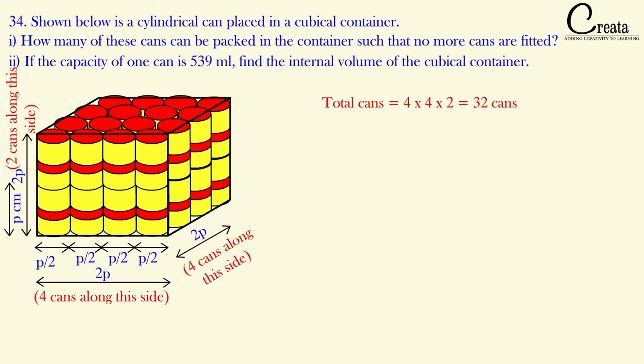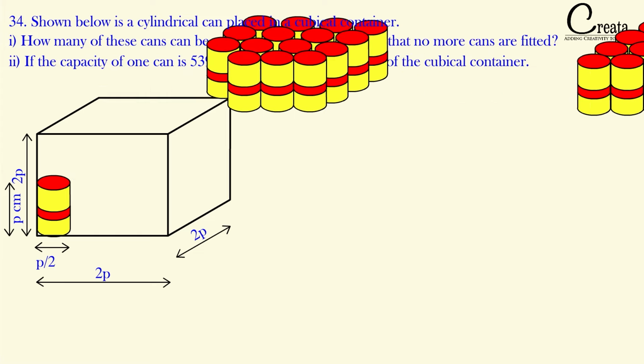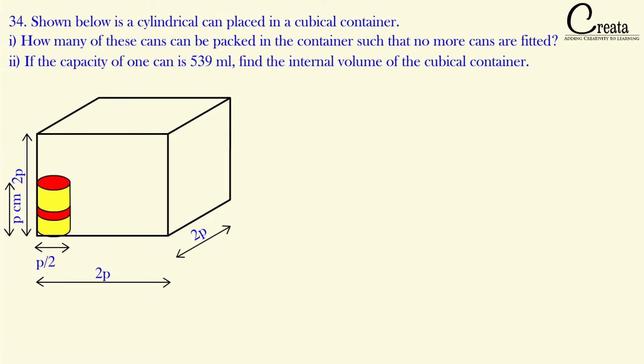Got it? The simple logic we have applied. Further, let's go to part 2. In part 2, the capacity of the cane is given as 539 milliliter, and we have to find the internal volume of the cubical container. The volume of the cane is given as 539 milliliter, and the shape of the cane is cylindrical. So the volume of the cylinder is given: volume of one cane is 539 milliliter.